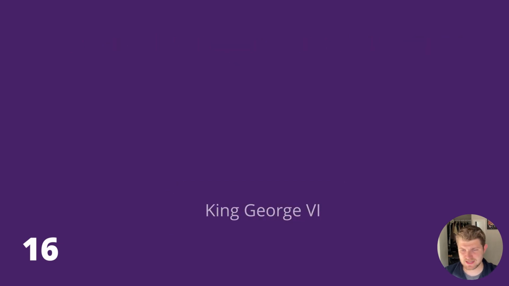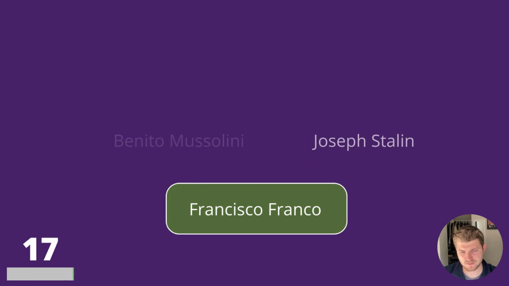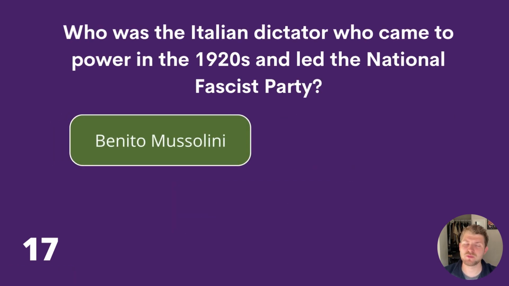Question 17. Who was the Italian dictator who came to power in the 1920s and led the National Fascist Party? Benito Mussolini, Joseph Stalin, or Francisco Franco? The answer is Benito Mussolini.